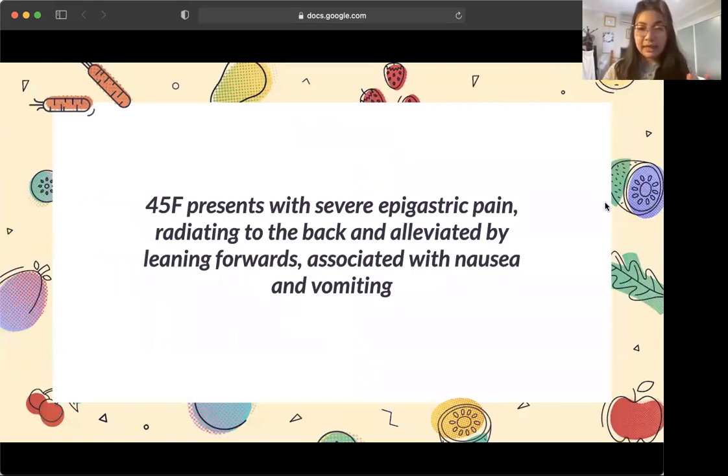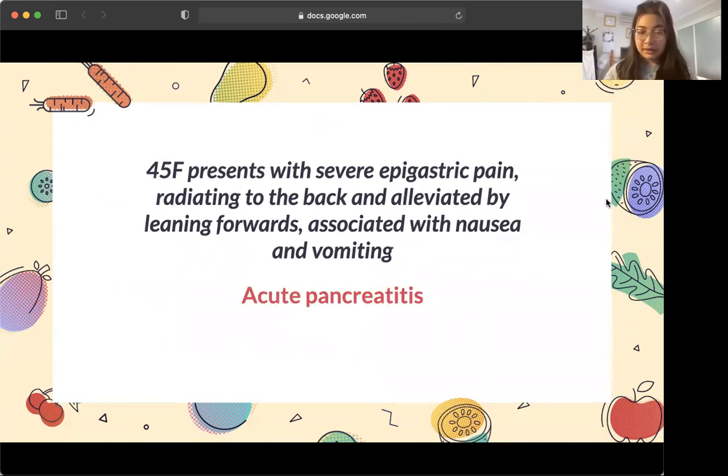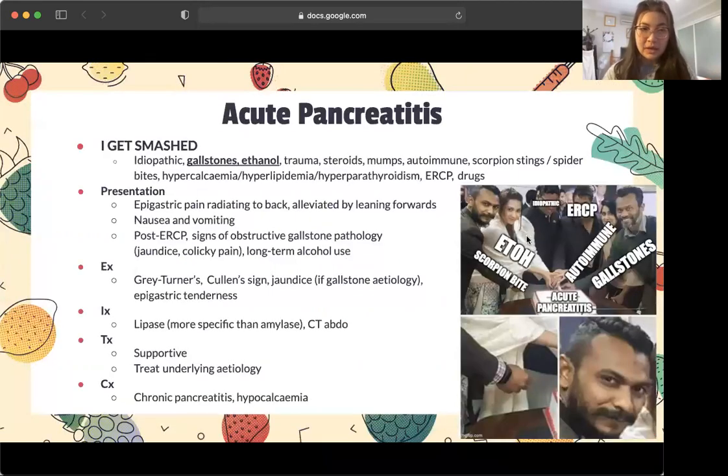Really, really classic presentation that we have here. If you have epigastric pain associated with nausea and vomiting that radiates to the back, you are going to say that this is acute pancreatitis. So maybe not that immediate. Do look through the other options, but high likelihood that it's going to be acute pancreatitis.